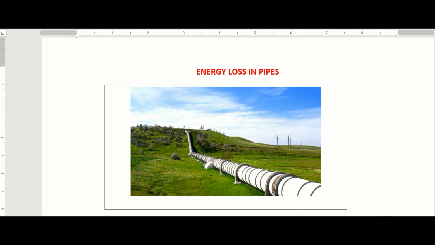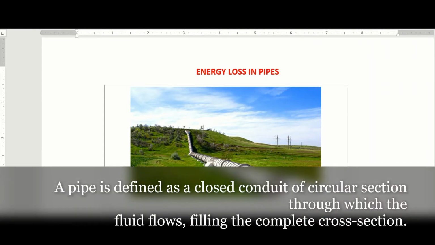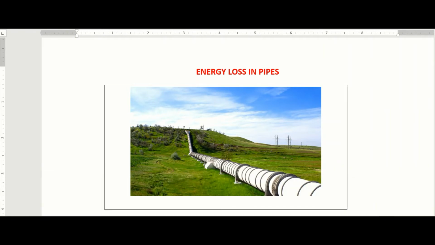We shall be talking about energy loss in pipes. Before we talk about energy loss, what is a pipe? A pipe is defined as a closed conduit of circular section through which the fluid flows, filling the complete cross section. The fluid in the pipe has no free surface. It will be at a pressure which may vary along the pipe. Therefore, losses of energy in a pipeline cannot be ignored.